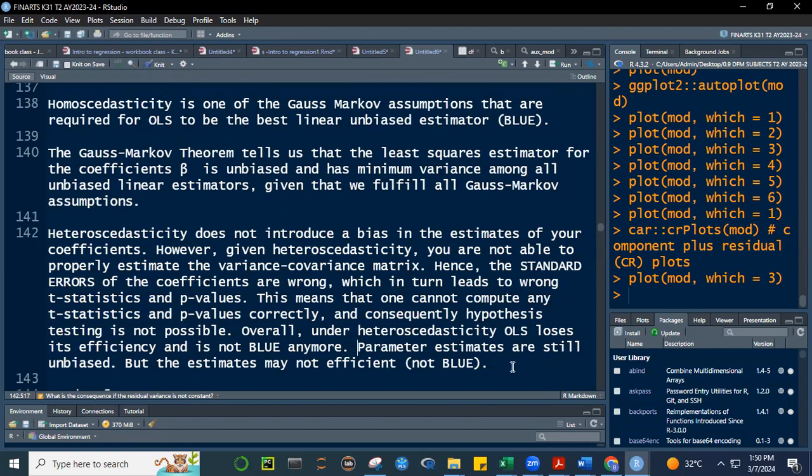Anong ibig sabihin ng hindi na efficient, class? Yung residuals natin derived from the estimates are no longer the minimum variance. Assumption ng Gauss-Markov, dapat yung residual variance natin, dapat minimum yan. No? Should be at the minimum.